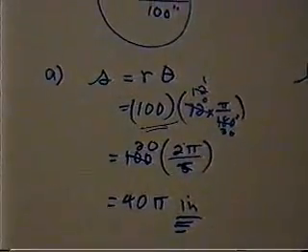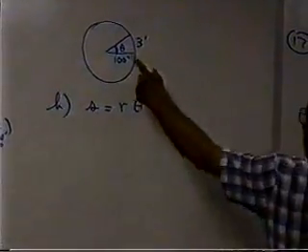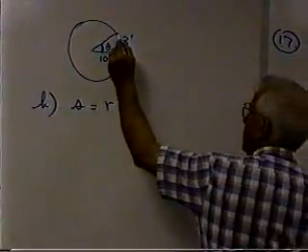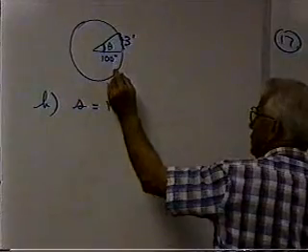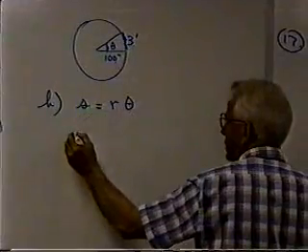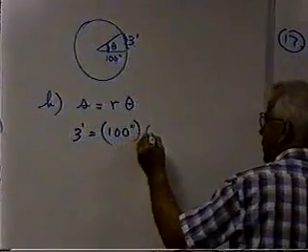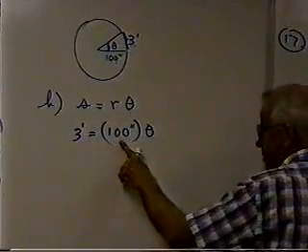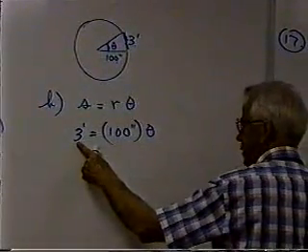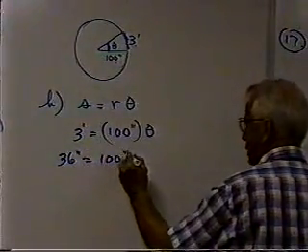All right, let's look at the B part. The B part of the problem says, how large is the central angle when it subtends an arc of 3 feet? Now, whoops, we got to watch out. This is inches, this is feet, so we have to have the same units. S is given as 3 feet, R is 100 inches, and theta, well, we've got to change this. Either change this to feet or change this to inches. I choose to change this to inches. So that's 3 times 12, so that's 36 inches is equal to 100 inches times theta.